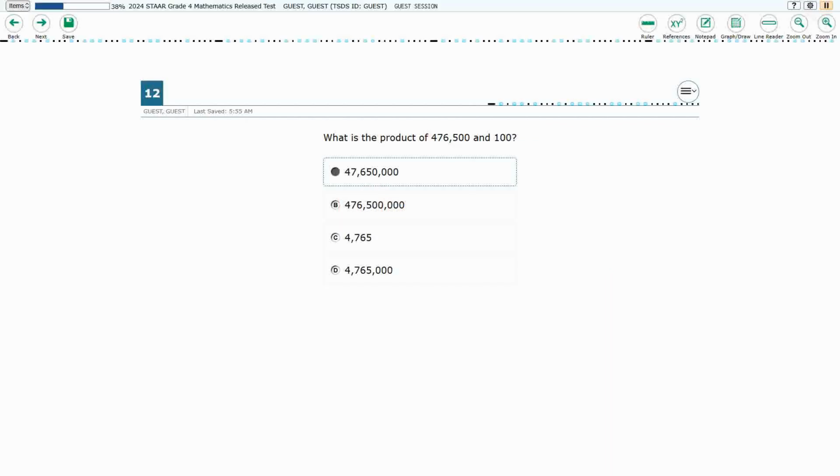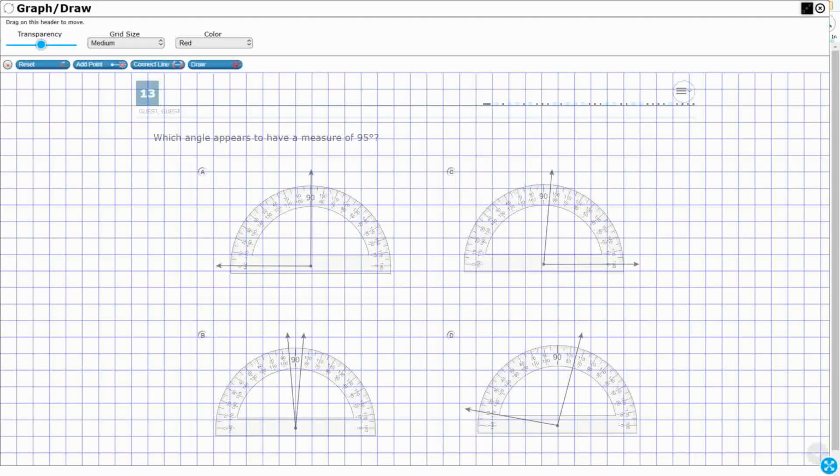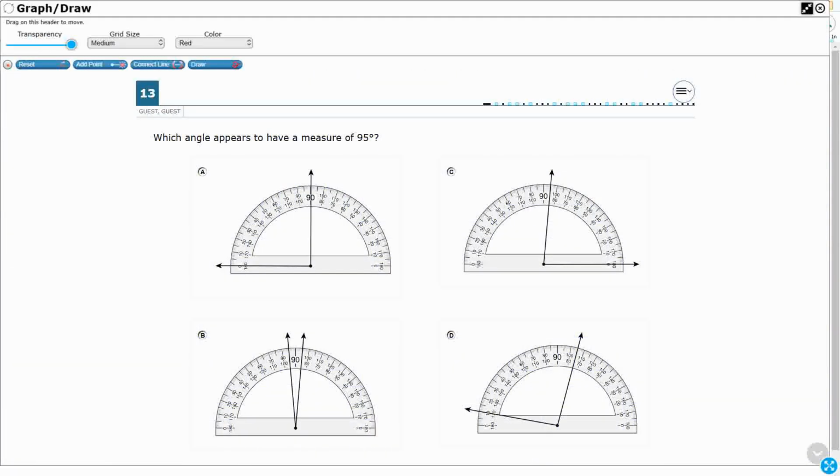All right, so looking at our next one, number 13, we are measuring angles. This is always a tricky one for kids. This is 4.7c. Protractors and angles are taught for the first time in 4th grade. So it's a brand new concept. So we need to find 95. Now, let's use our just basic knowledge of angles.